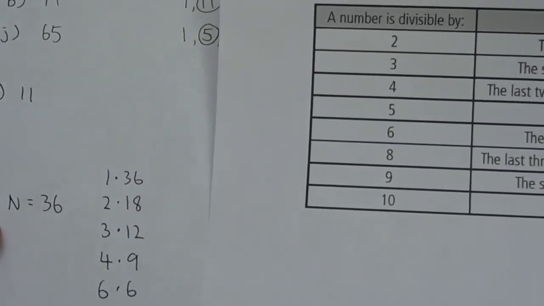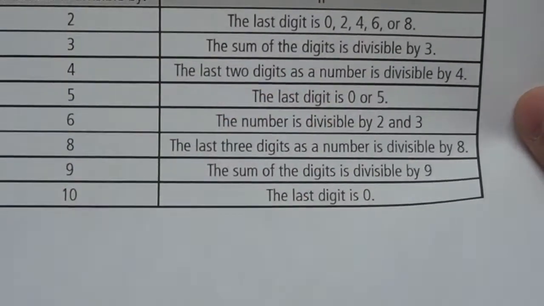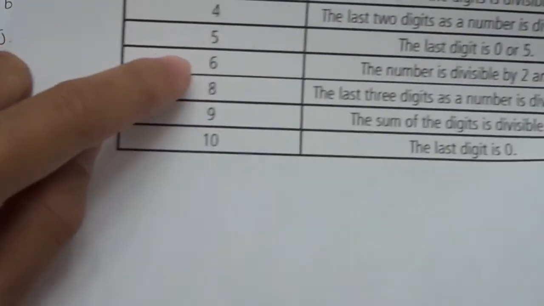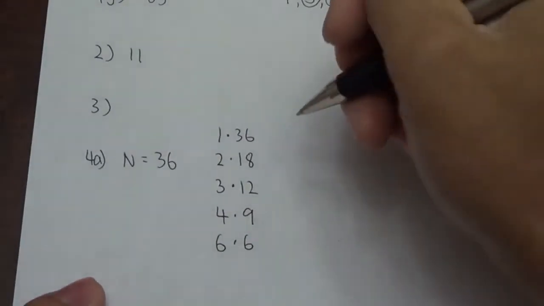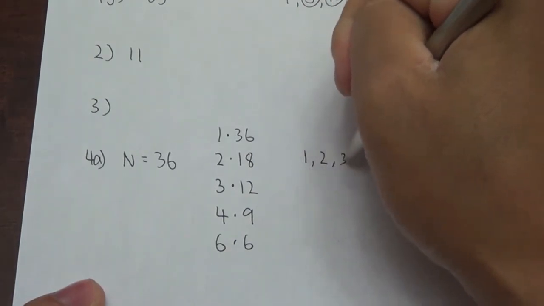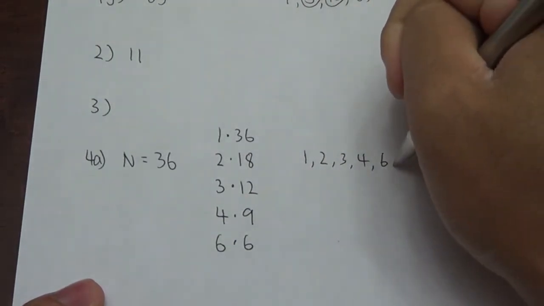And then it's divisible by 6 for the same reason. It's not divisible by 5 because it does not end in a 0 or 5. The square root of 36 is 6, so we do not need to go past number 6. Now I just need to list them in order: 1, 2, 3, 4, 6.